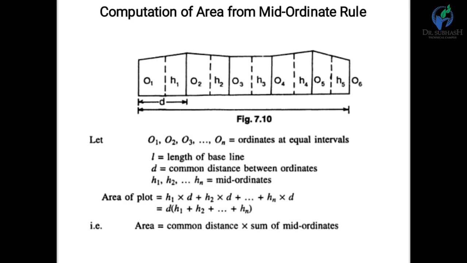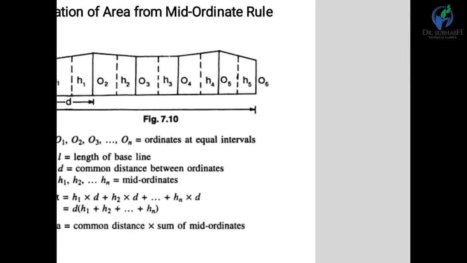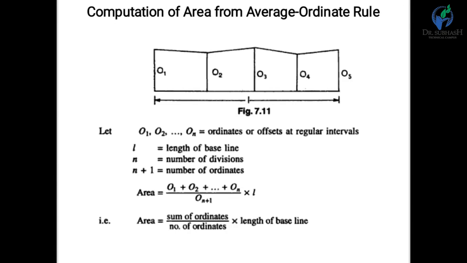In that rule, we have some ordinates, and the formula given is that area is equal to common distance into the sum of mid ordinates. If we have ordinates O1 and O2, then we have to find the mid ordinates H1 and H2. Common distance is D. The next rule is the average ordinate rule.